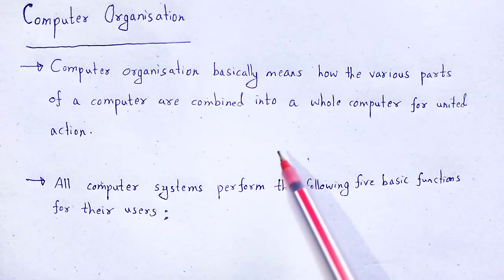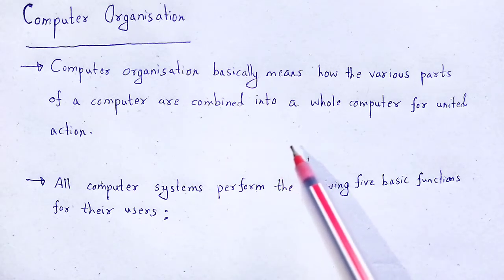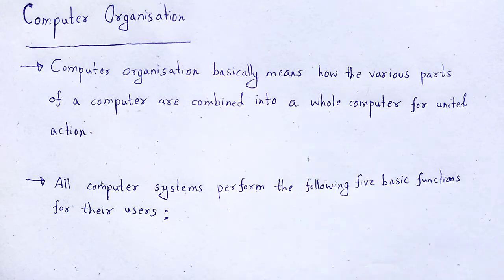We know all computer systems perform the same function, that is, to convert input information into useful information for the user. Interestingly, the basic logical structure of a computer has not changed, although the size, shape, performance, reliability, and cost of computers have been changing over the last several years. But the basic logical structure is almost the same. So all computer systems perform five basic functions.